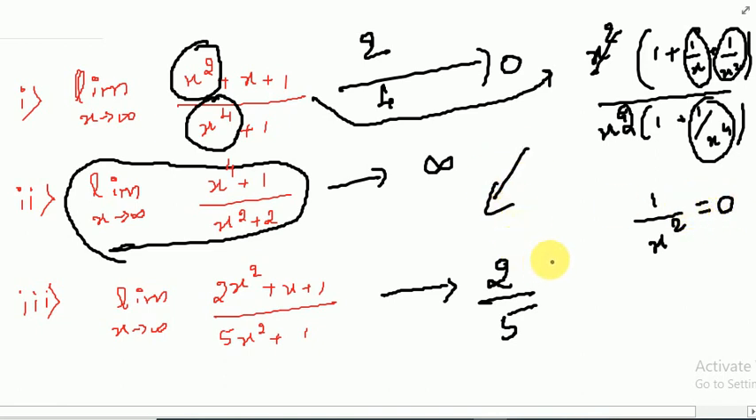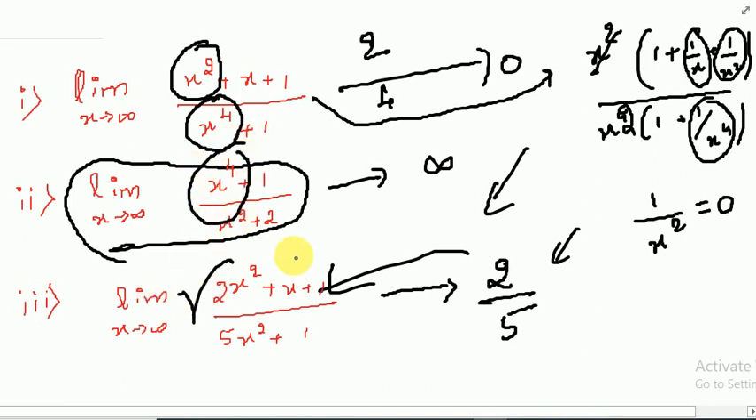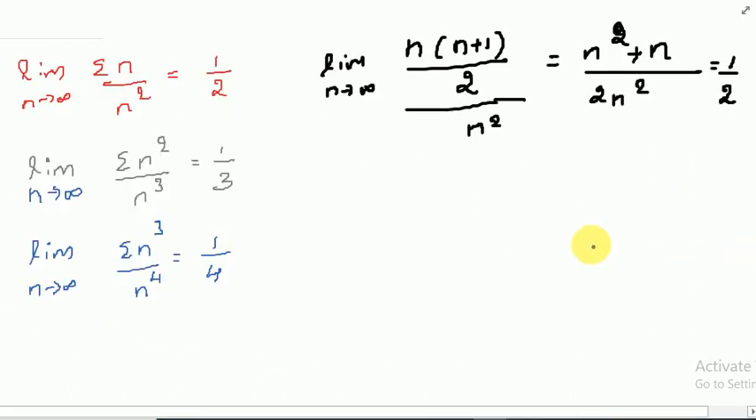Similarly, you can apply this concept in these two important problems also. You can take x square outside here and you can take x raised to 4 outside here. Okay, so let me move into the next result. In the beginning of the classes, I will explain the concepts. If you understand the concepts, you can easily solve the problems.